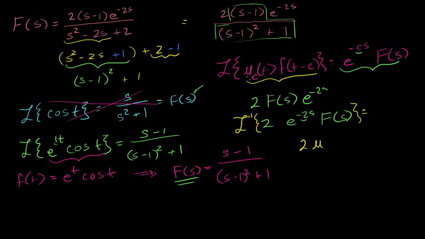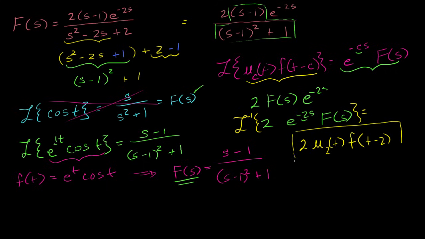The unit step function, what's our c? If you can just pattern match, you have a 2 here, you have a c minus 2. So c is 2. The unit step function is 0 until it gets to 2, times t, or of t, and then it becomes 1 after t is equal to 2, times our function shifted by 2. So this is our inverse Laplace transform.